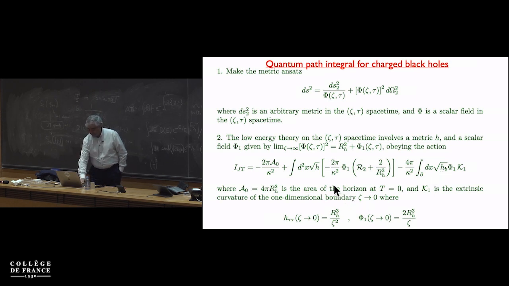And then finally, you can also take the low energy limit of that action. That's really what this is. And these two terms are what's called JT gravity.